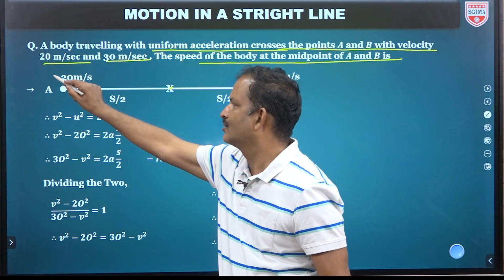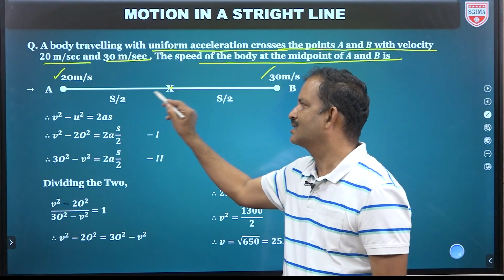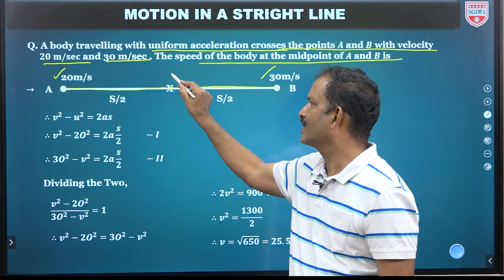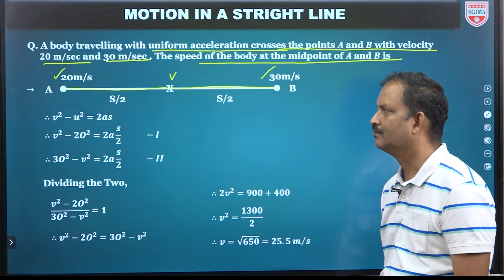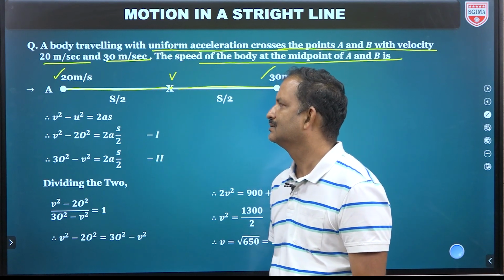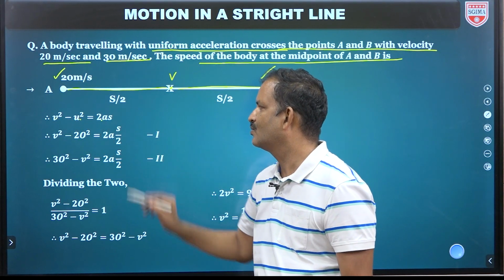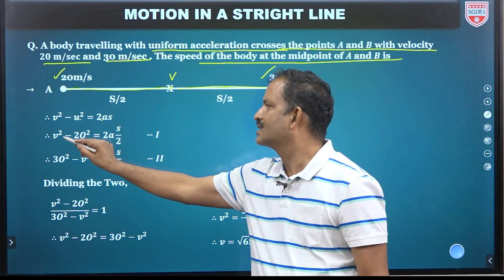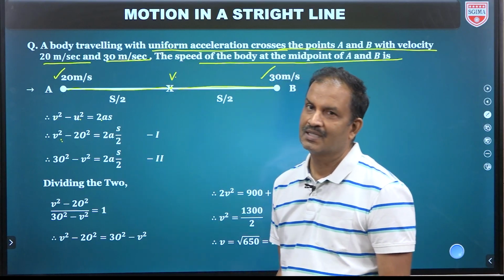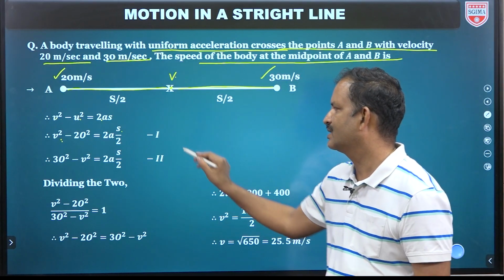Here at A, 20 meters per second. At B, 30 meters per second. Midpoint means this is S by 2, this is S by 2. Here I want to find out the velocity V. For that, we have V, U, S. Time is not there, so that's why I am using V square minus U square is equal to 2AS. So V square minus 20 square is equal to 2A, and the S value is S by 2. This is equation number 1.